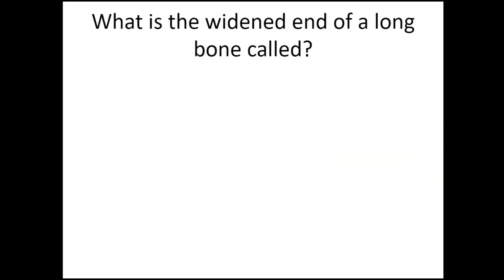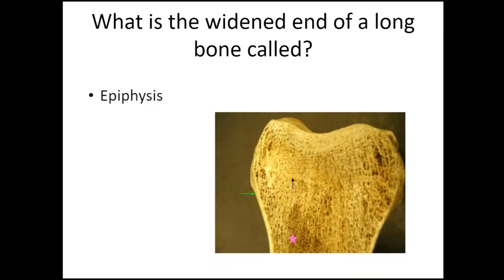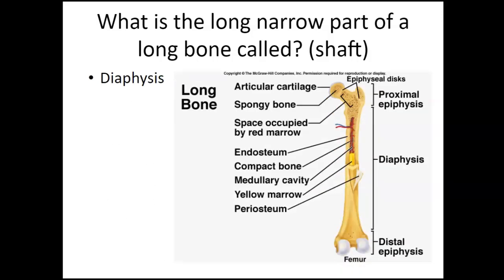What is the widened end of a long bone called? It has a specific name I mentioned. That there's that wider part of a long bone, like your femur or your humerus. That widened end of a long bone is called the epiphysis. Epiphysis. The long, skinny part of those bones is called the diaphysis. So we want to know the epiphysis and diaphysis of long bones.